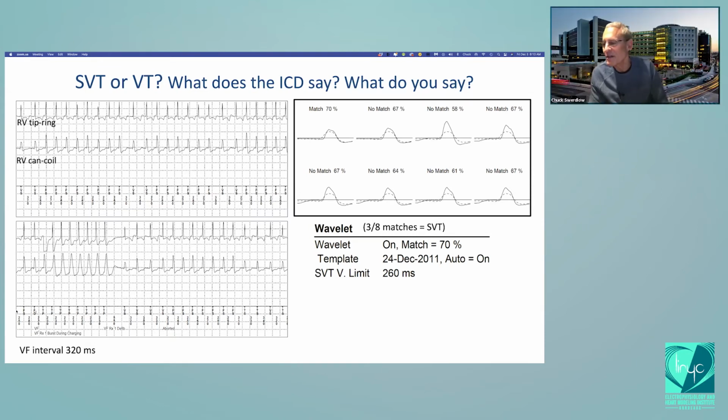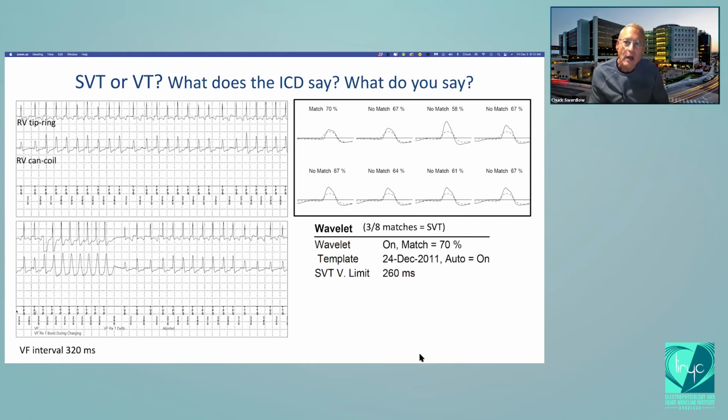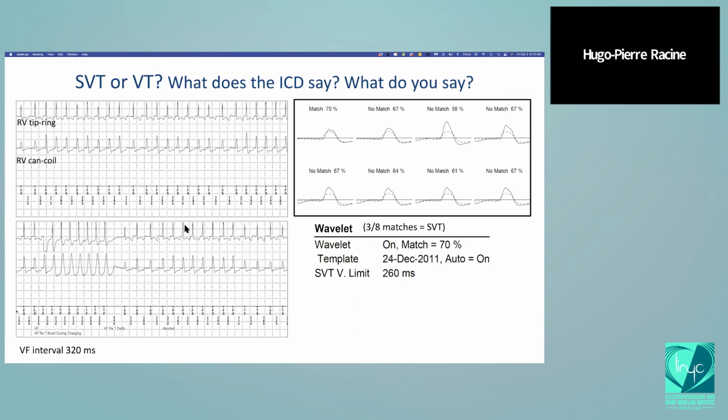Anybody want to volunteer? Hugo? We got 2 Hugos. One is from Canada and one is from France. I think we should challenge both. Canada. Okay. Is it still SVT, probably AFib, because it looks irregular to me. But what does the defibrillator say it is? It says VT.